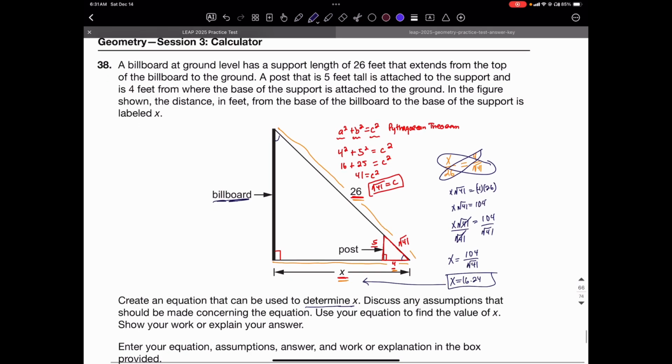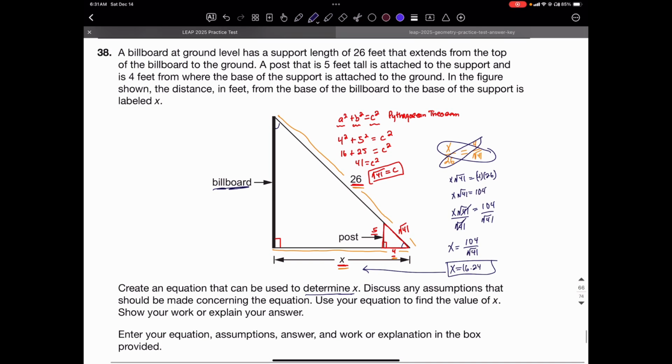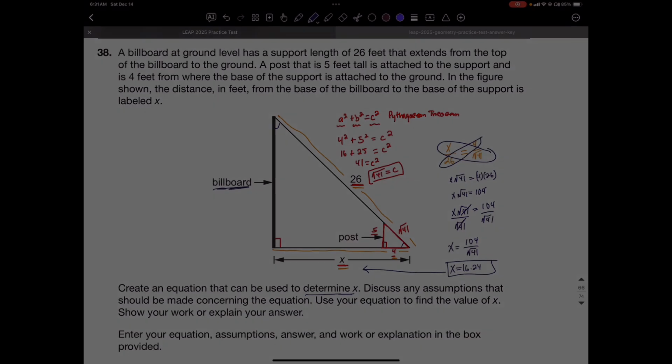But I really like this problem because this is the type of problem you can anticipate on the LEAP test. If you know how to set up equations and you know the Pythagorean theorem, you could do this. You don't necessarily need to know the trigonometric ratios, but it could help if you got in a bind. So that's number 38. It's a great problem. I really like it, and you can anticipate having something like this on your LEAP test for sure.